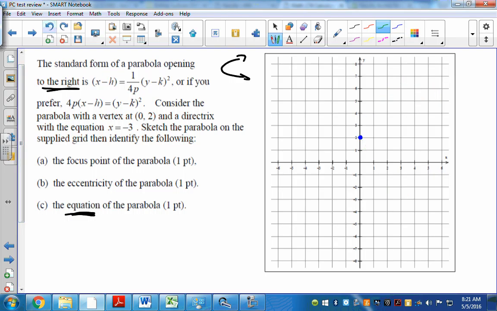There's a directrix at x equals -3. So here's the line, x equals -3. And that's given as the directrix.